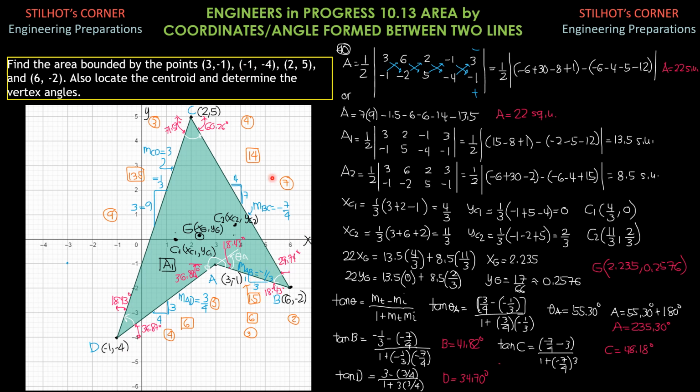So (3, -4) is this point, (3, -1) rather is this point. The next is (-1, -4), that would be clockwise arrangement. So I arrange the points in counterclockwise manner. So (3, -1), if this is the beginning point, you can start at any point as long as the arrangement is counterclockwise. So the next point should be (6, -2), then (2, 5), then (-1, -4). Then don't forget to go back to the original starting point, which is (3, -1).